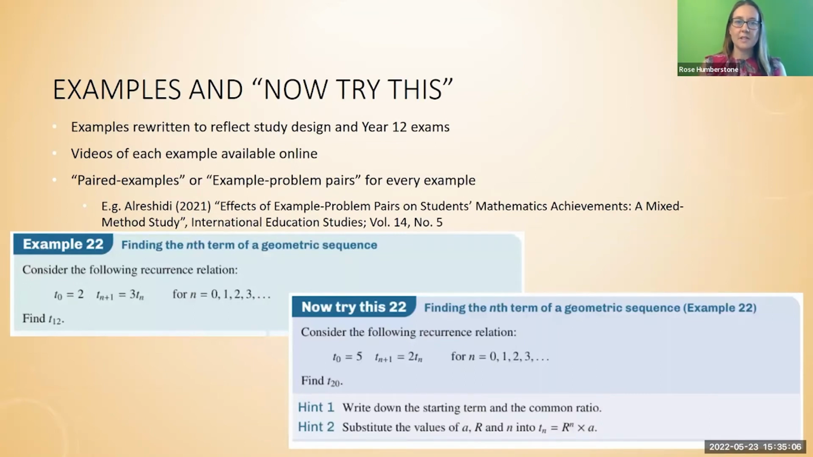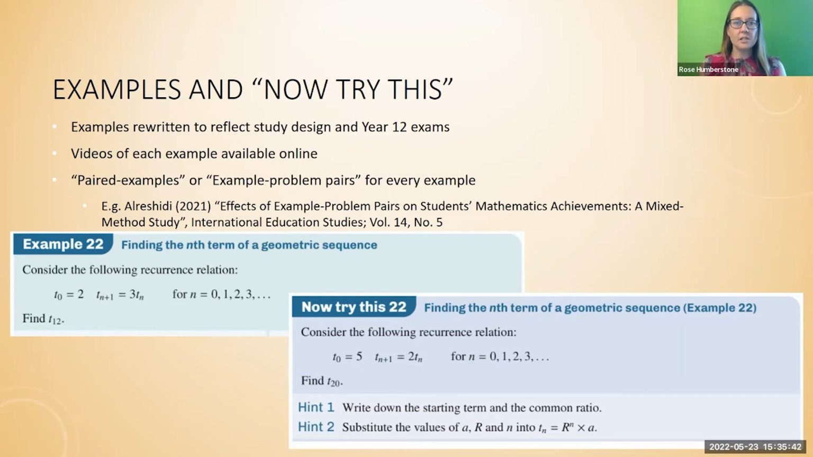Another thing that we've worked hard on is to redevelop our examples. So our examples were rewritten to reflect the study design and the Year 12 exams. Now, depending on the topic, some of the sections required more rewriting than others, but we've tried to implement the same strategy in Year 11 by matching to where we want the students to be for their Year 12 exams into Year 11, but at an easier level. So our examples have been rewritten. Additionally, there are videos of each example available online.